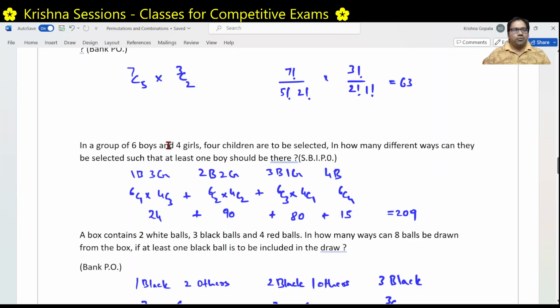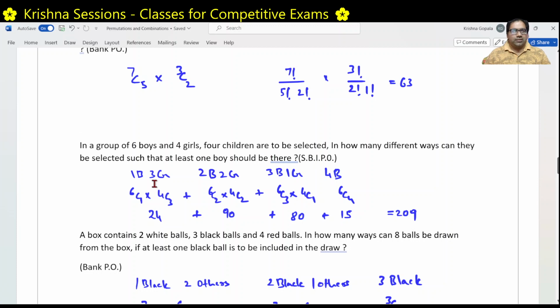Next. In a group of 6 boys and 4 girls, 4 children are to be selected. Total 10 are there and 4 are to be selected. In how many different ways can they be selected such that at least one boy should be there? So this is the trick. If you have to choose 4 out of 10, then it is 10C4 directly. But here the problem is we have to choose at least one boy. So these kinds of problems we have to do this way.